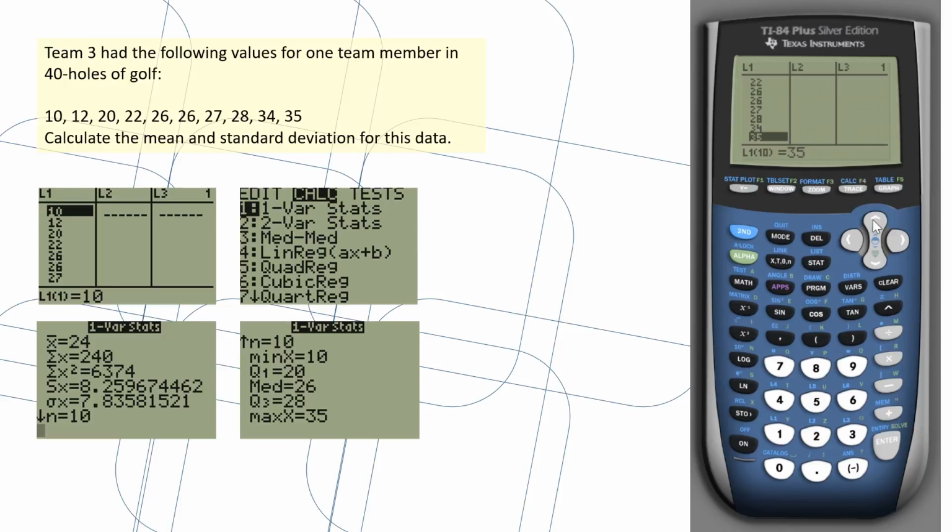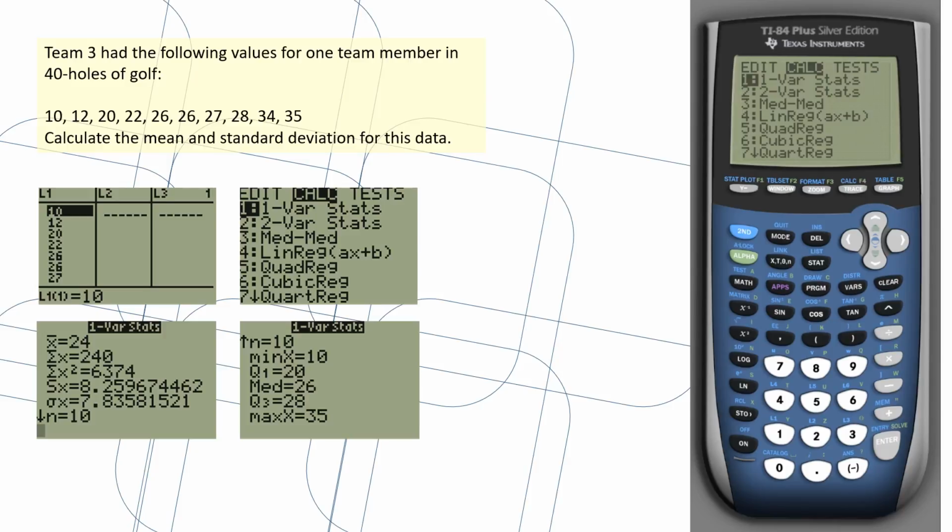Now remember, standard deviation is us attempting to talk about consistency. How consistent is this particular person on their team? We know that they've got as close as 10 and as far away as 35, but can we quantify, is this a consistent person? So to calculate standard deviation, we're just going to go ahead and press stats again, go over to calculate, and we're going to select one variable statistics. This is not bivariate data. We're not creating a scatter plot on it.